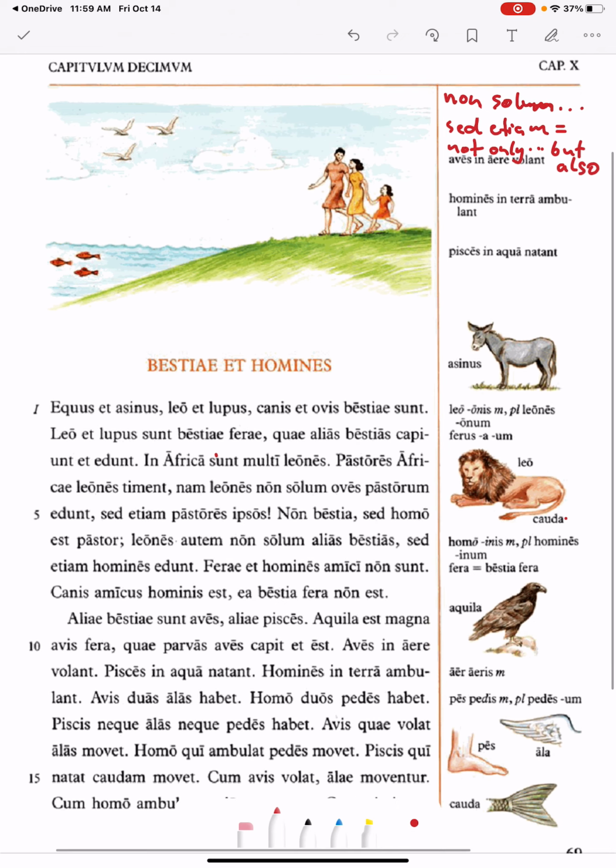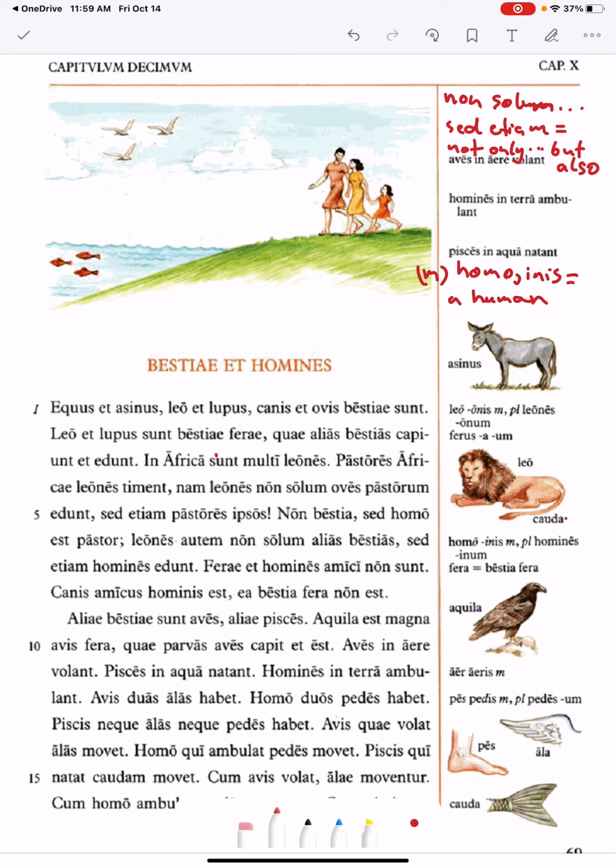What do you think homo hominis means? Homo hominis. It's masculine, third declension, and it means human, a human. So a vir or a femina, a human. The shepherd is not a beast, but a human.